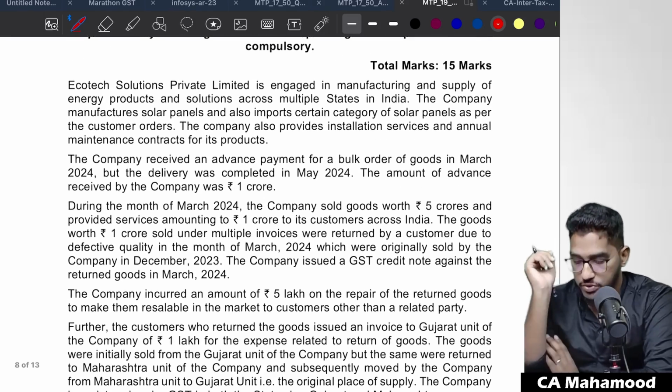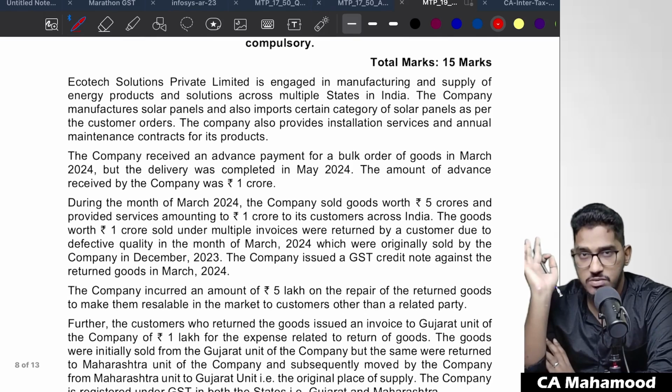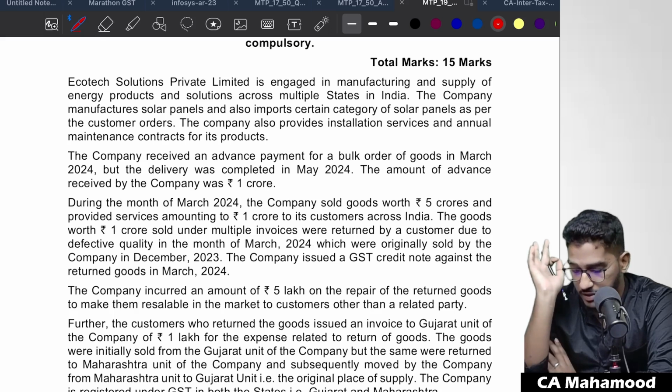First I will be explaining the MCQ part. There is one case scenario based MCQ given. Let us have a quick look at that case scenario. Let us try to understand the facts of the case, what they are trying to say here.